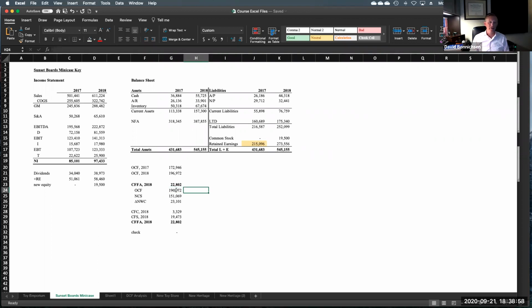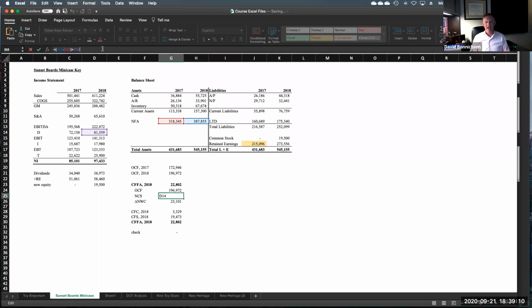So here I've calculated operating cash flow for 2018, which we'd already done. I've calculated net capital spend, which is the change in net fixed assets year over year, adding back depreciation. Don't forget to add back that non-cash item, okay? So 387,855 minus 318,345, adding back depreciation for 2018 gives us net capital spend of 151,069.